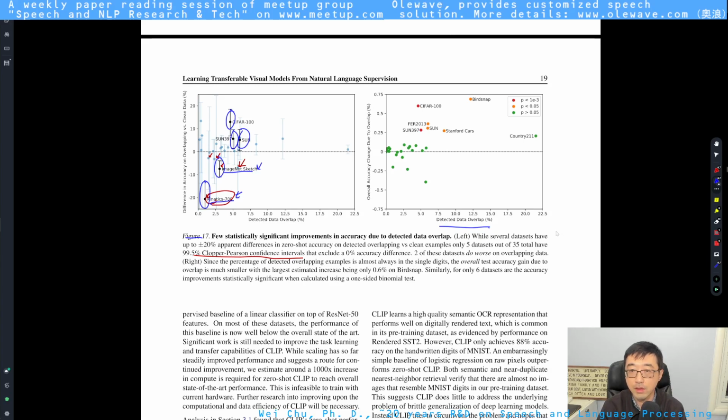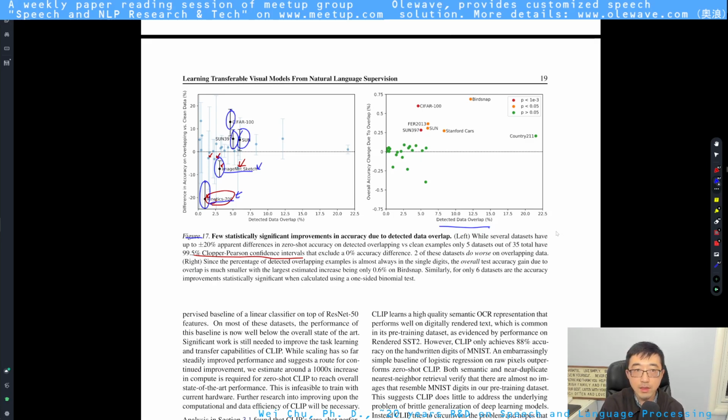Okay. And let me just give you the conclusion. It's taking time to explain. They're just saying that only 6 datasets. Oh, let me read this, okay? The overall test accuracy gain due to overlap is much smaller, with the largest estimated increase being only 0.6% on Birdsnap.